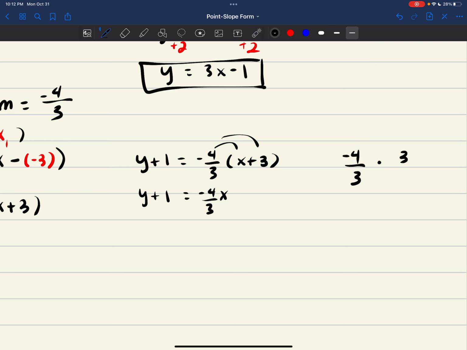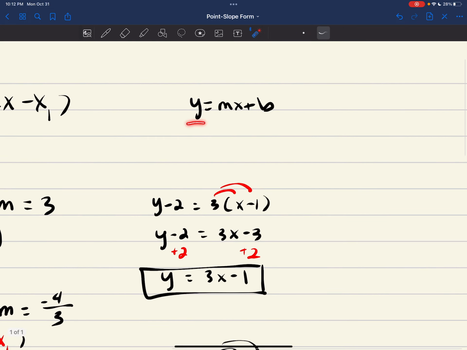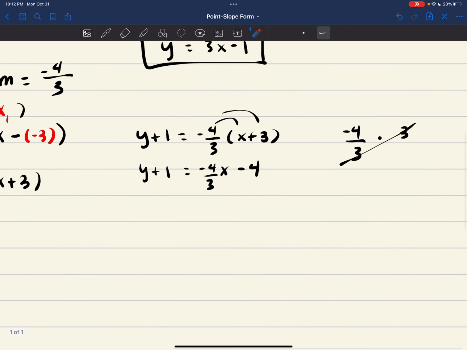So I can just cancel those out. So that's going to be negative 4 right there. Okay? Now, the next thing I want to go ahead and do, again, I need to get y by itself because y equals mx plus b. Y is by itself here. So, subtract both sides by 1. I'm left with what? Y equals negative 4/3 x minus 5.